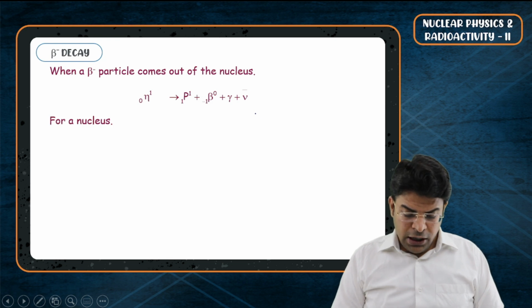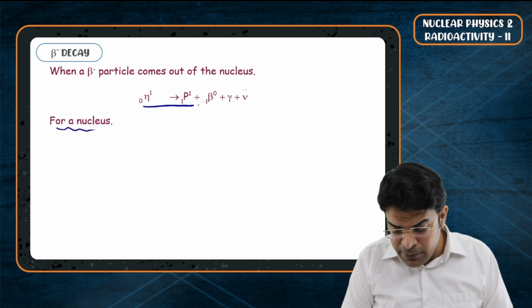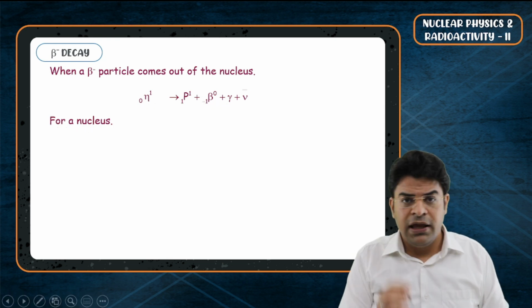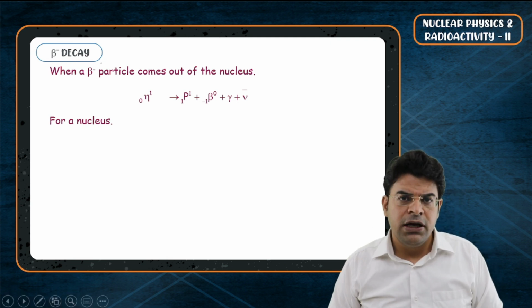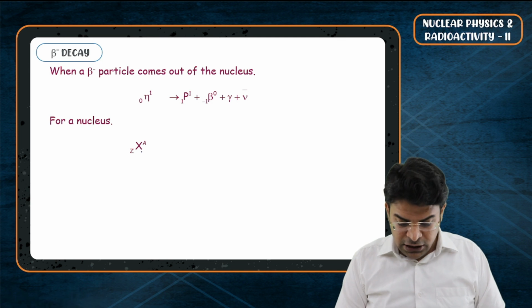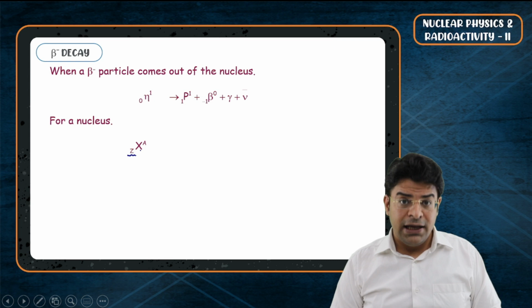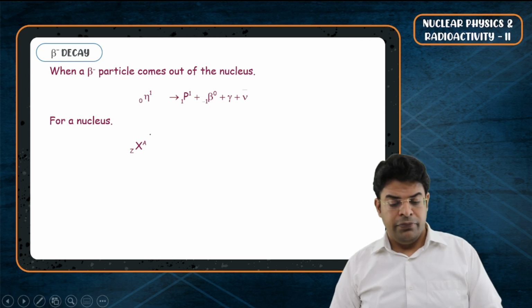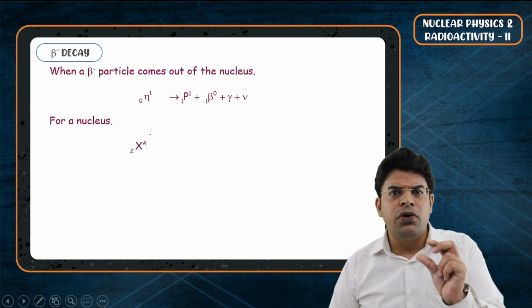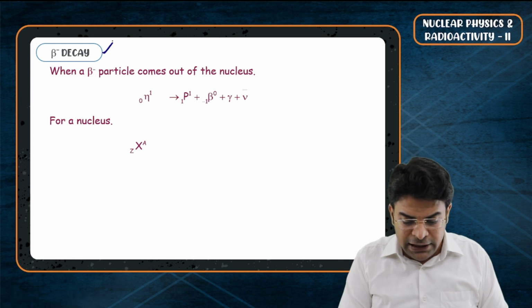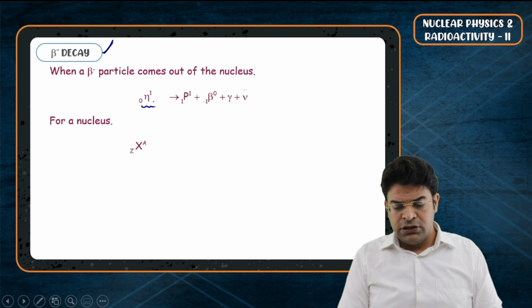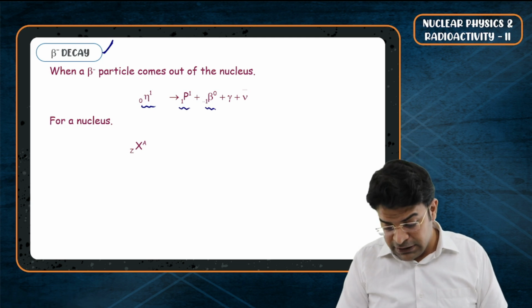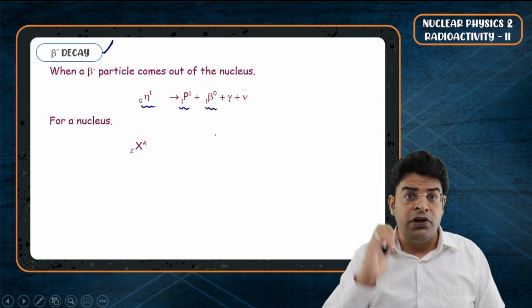Now bachcho, if we talk about the same type of decay for a nucleus, if a particular nucleus undergoes beta minus decay, then what happens? Let's say there is a particular nucleus having symbol X, having number of protons Z, and having a mass number A. If this particular nucleus undergoes beta minus decay, it means that one of the neutrons present inside the nucleus converts into a proton plus an electron, and then the electron comes out of the nucleus.